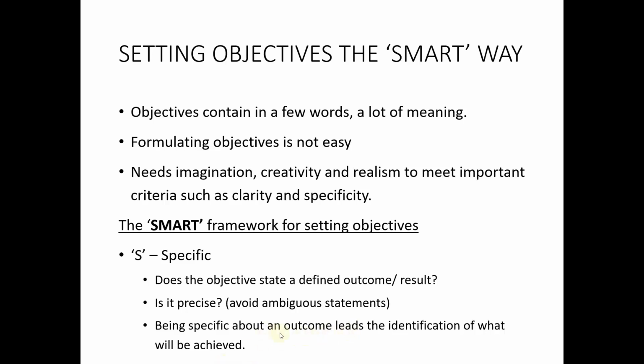Being specific about an outcome leads to the identification of what will be achieved. So whenever we are setting a clear objective, a specific objective, we will be clear throughout the entire process and finally in the product what has to be achieved in the product. So specific means clarity, it should be very clear.